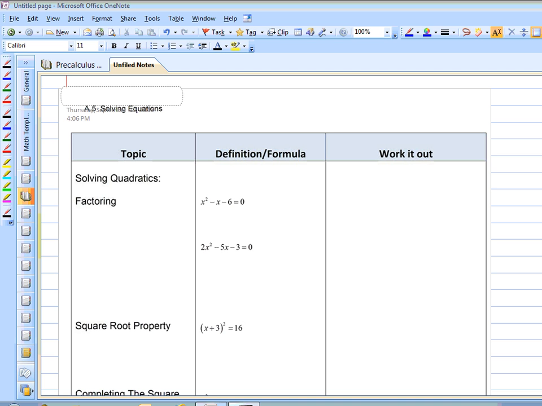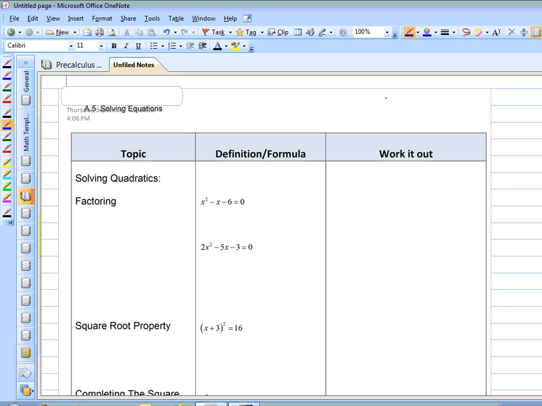Good evening, Bearcats. This is A.5, which is solving equations, or in this case, we're going to mainly be talking about the different methods of solving quadratics. This will be in the appendix part of your textbook, and we will do classwork on that tomorrow. We're going to try to have a fun day tomorrow after our big test today.